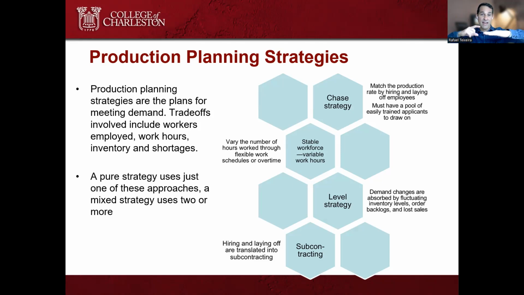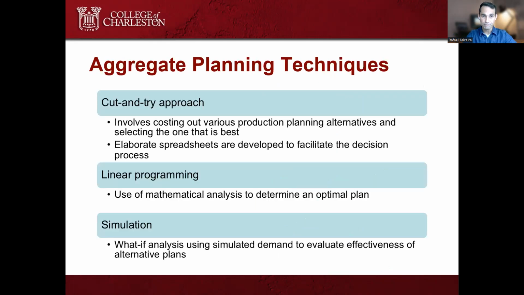Peaks in demand: if I have inventory, fine. If I don't, order backlog. See if customers accept, good. If they don't, I lose customers. If the demand goes down, I build inventory. And finally, subcontracting. Hiring and laying off are translated into subcontracting. So if I have peaks in demand, I subcontract to other companies. Okay, that's how the production planning strategies are.